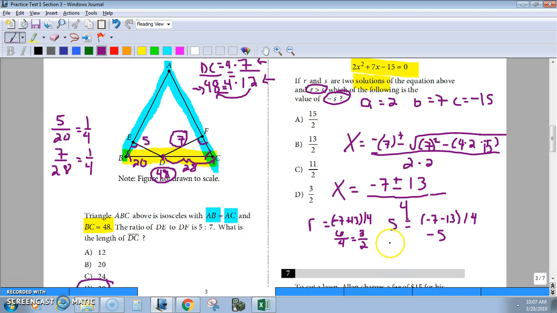So r minus s, so 3 over 2 minus negative 5. So check it out, that minus a negative, same thing. We're going to get a positive. 5 plus 3 over 2 is going to be 5 and 3 over 2, but it wants it as an improper fraction, so we'll just change it by multiplying 2 times 5, which is 10, and then you add 3, which is 13, all over 2. So our answer is 13 over 2.